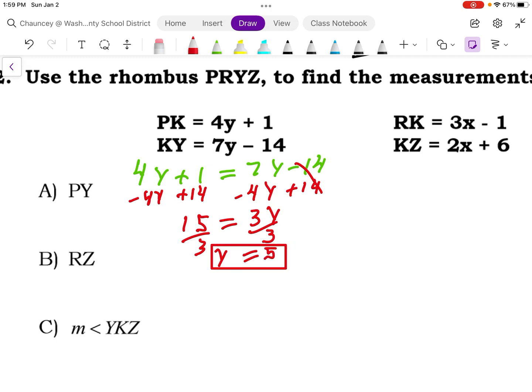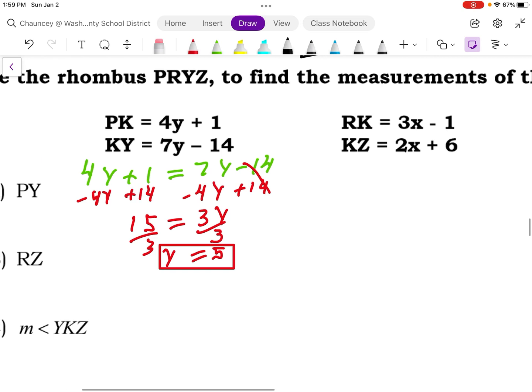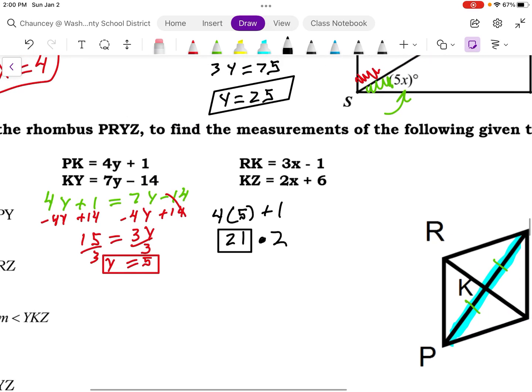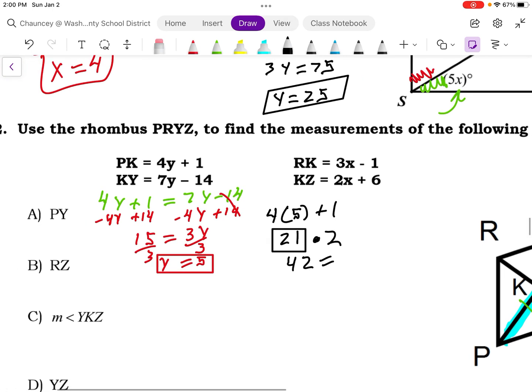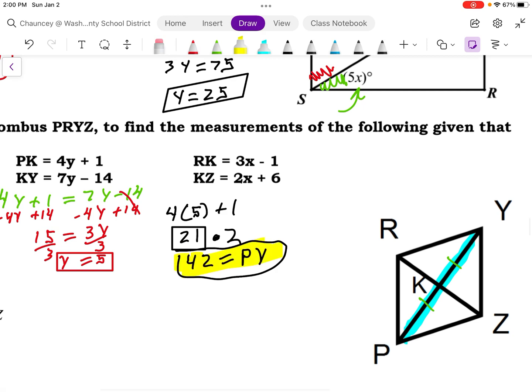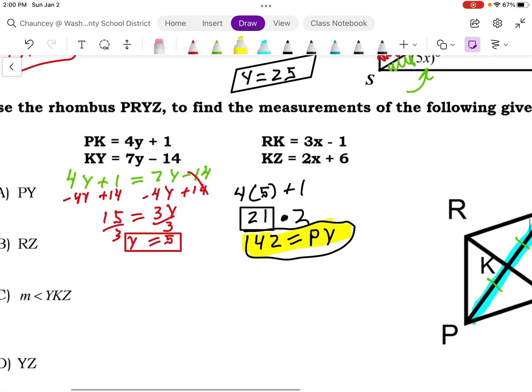Now, are we done there? No, we are not. We still got to plug it back in. They want to know the whole length. Okay, so if you plug that 5 into either one, doesn't matter, I'll plug it back into the PK. So you say 4 times 5 plus 1. Well, that's 21. But they didn't want just 21. They wanted the whole length. So 21 times 2 gives you 42, which equals PY. And that is your answer. That whole length. Okay? We good?